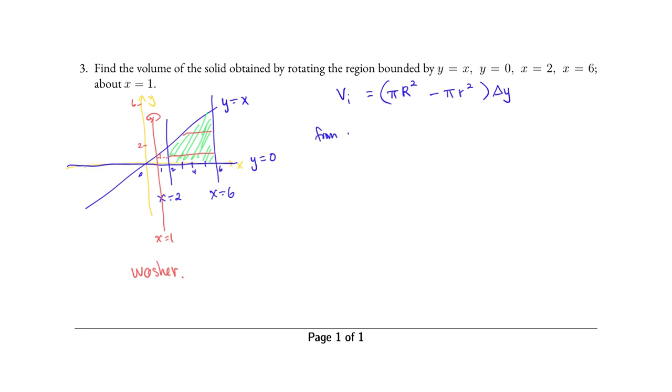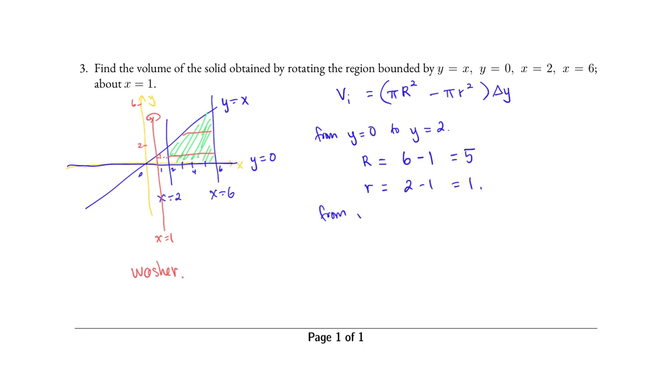So from y equals 0 to y equals 2, the outer radius from the axis of rotation, the larger radius, that is the right minus the left, so it is 5. The inner radius is only from x equals 1 to x equals 2, and so the inner radius is 1.